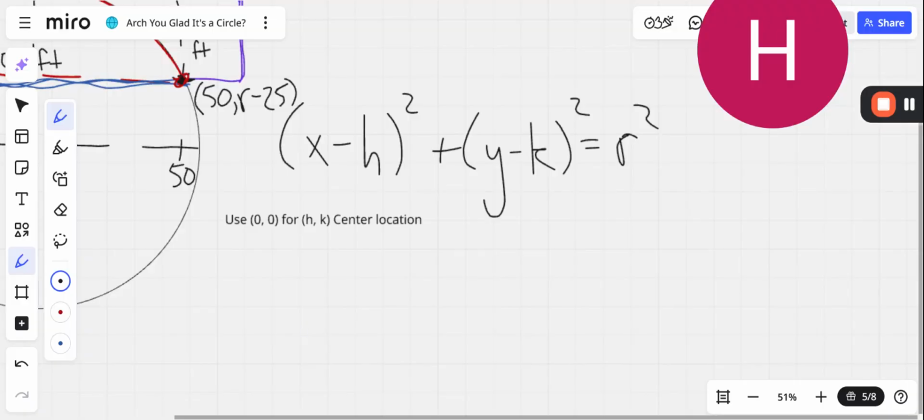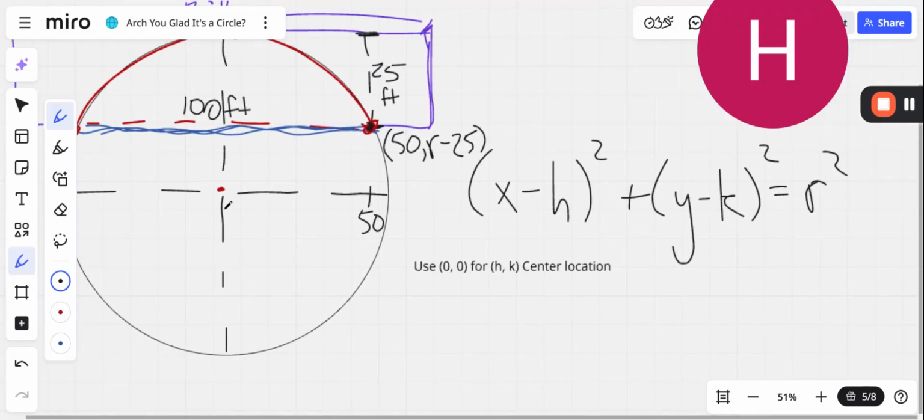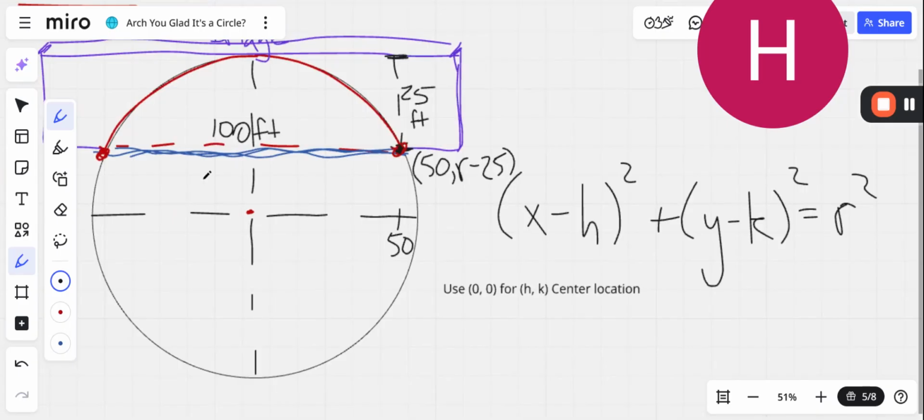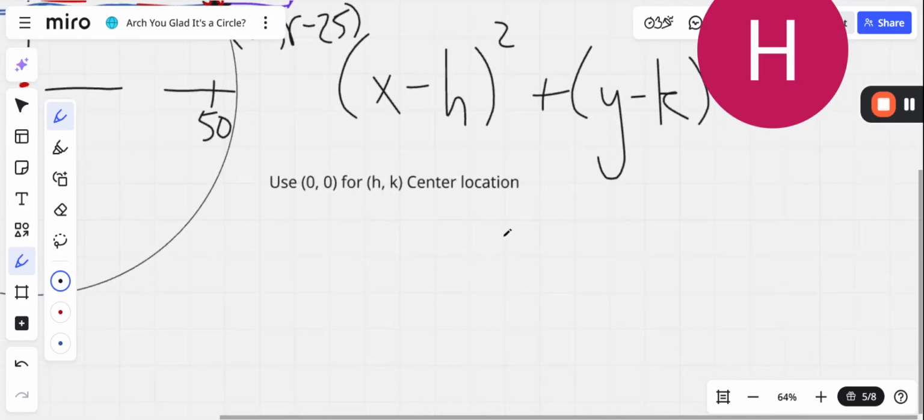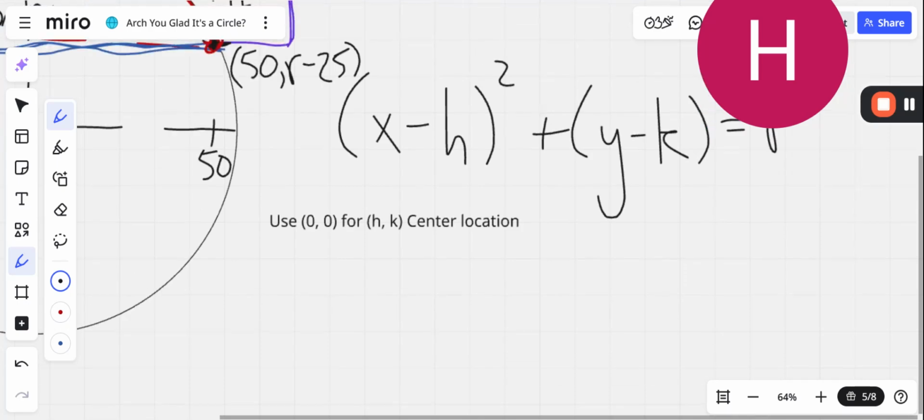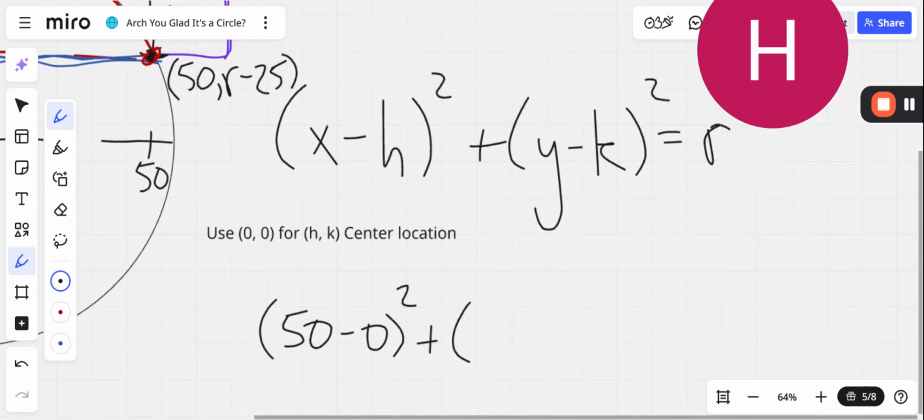I could have made this problem tougher by putting the center somewhere else, completely different. It would be a more complicated problem, a very different problem if I did that. So let's plug in. We have (50 minus 0) squared plus (r minus 25, also minus 0) squared.